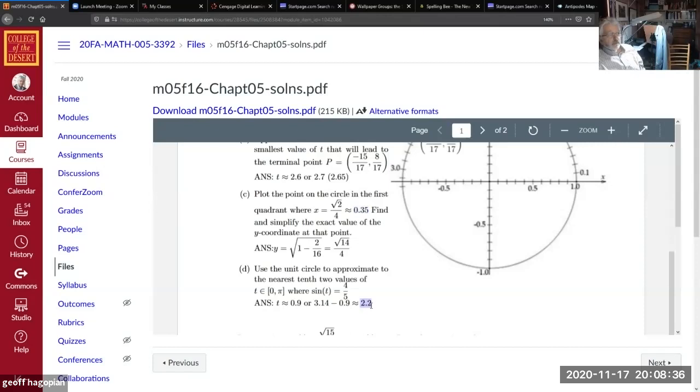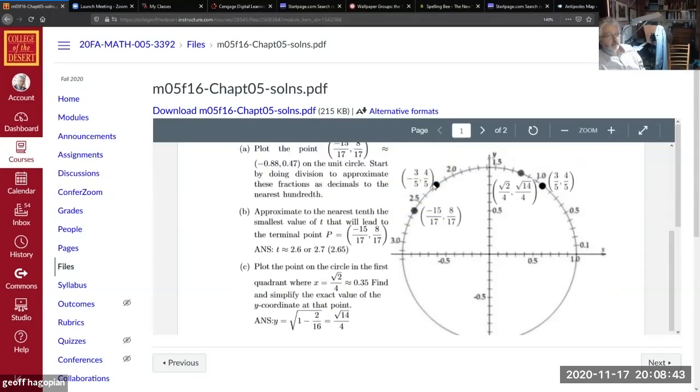Yeah, so to the nearest tenth, 2.2, right? So that would be one way of getting it. The other way would be to use an arc cosine of -0.6, right? Let's do it that way.